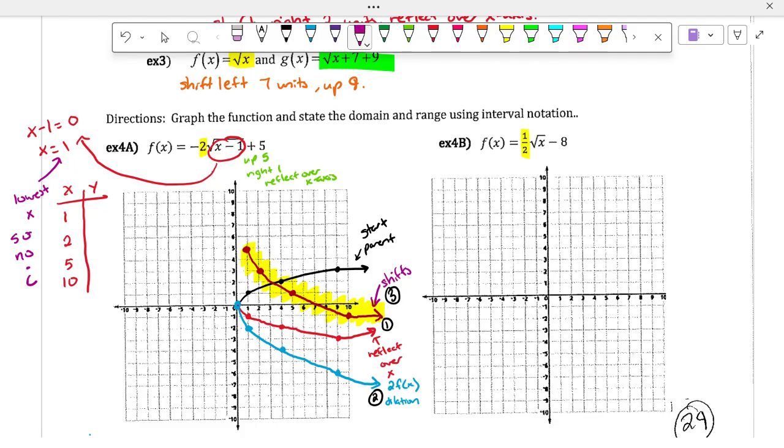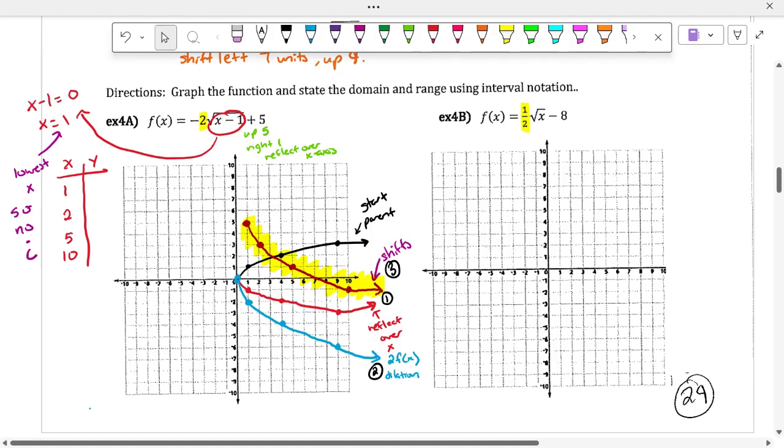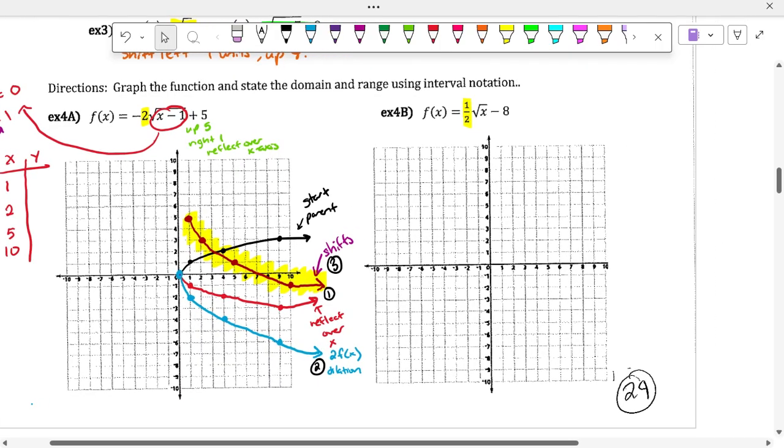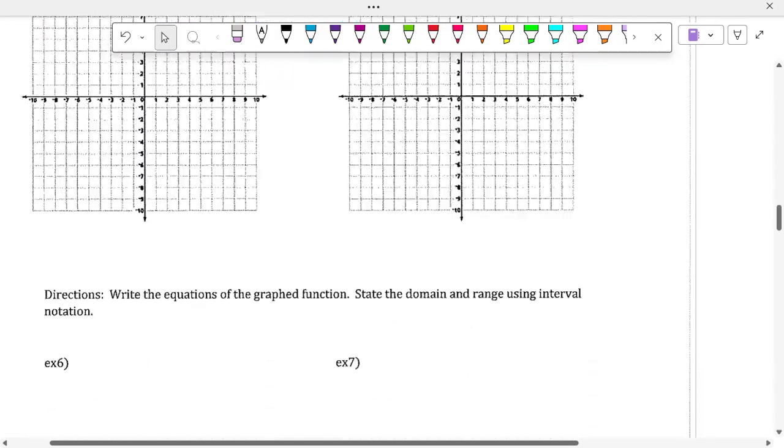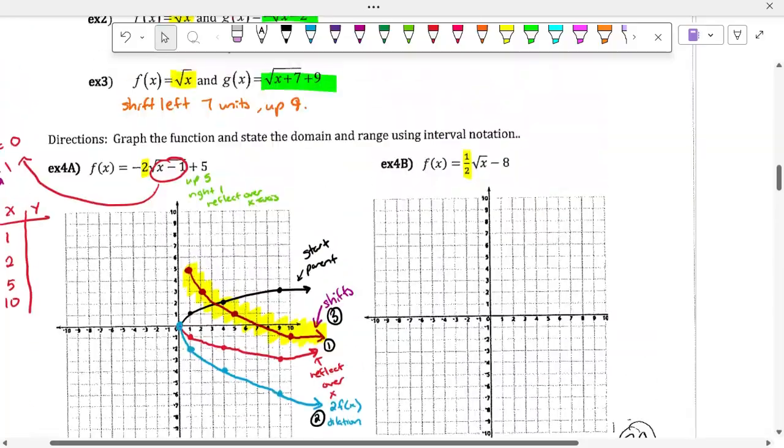All right, any questions on that? But if you like doing it by transformations too, that's fine. Or you can just guess and check and plug in stuff for tables. It doesn't matter. All right. Let's do this last one, then we'll call it a day for today.